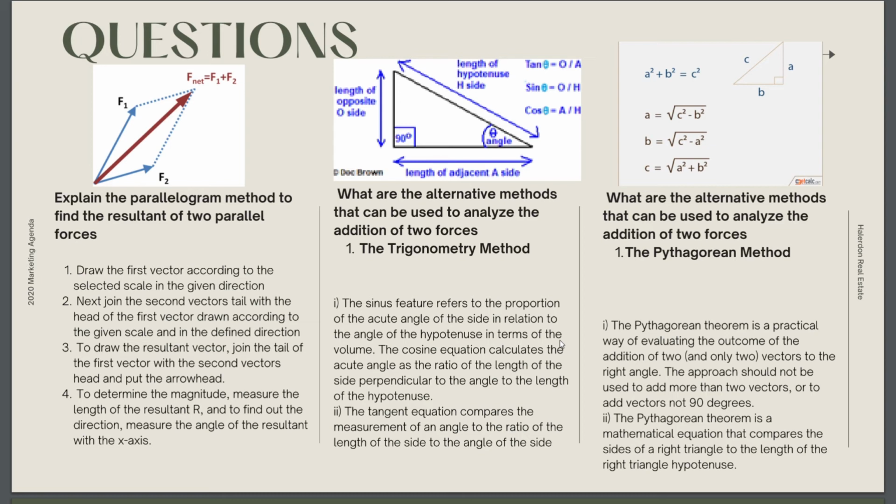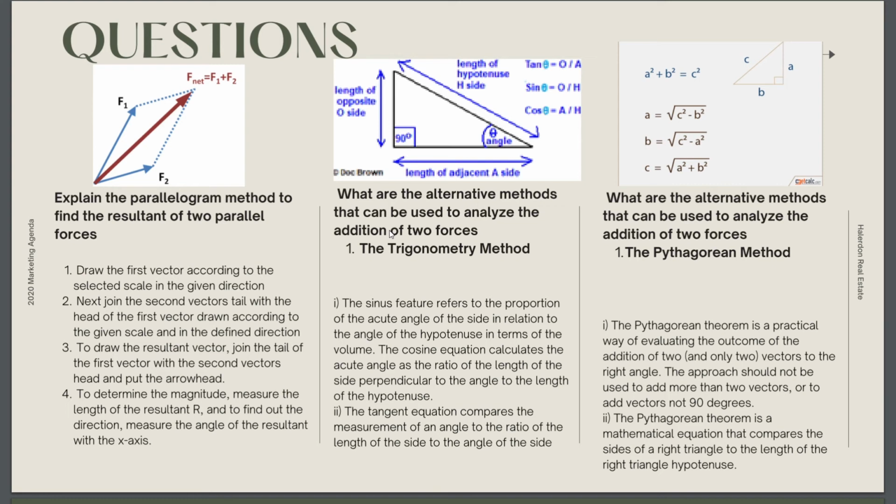The first method is the trigonometry method. The sine function refers to the proportion of the acute angle's opposite side in relation to the hypotenuse. Next, the cosine equation calculates the acute angle as the ratio of the length of the side adjacent to the angle to the length of the hypotenuse. Next, the tangent equation compares the measurement of an angle to the ratio of the length of the opposite side to the adjacent side. So as we can see in the picture here, the cosine is the x-axis, and the sine is the y-axis, and the tangent is the length of the hypotenuse.